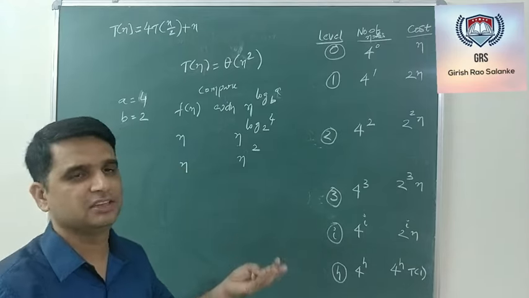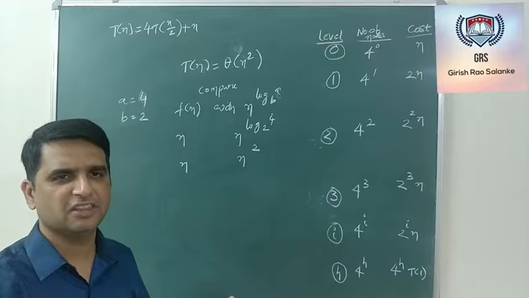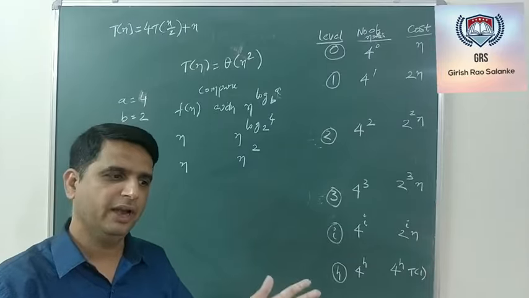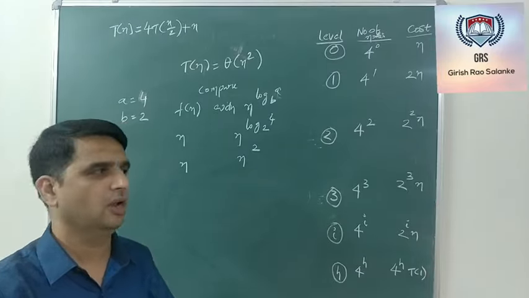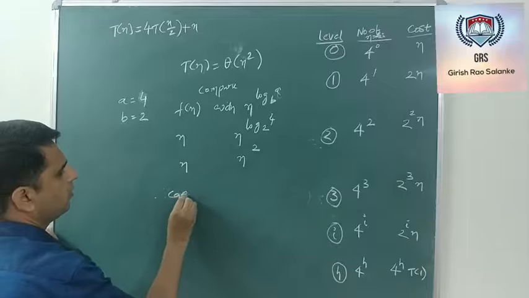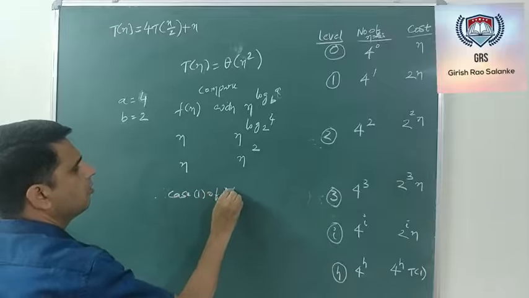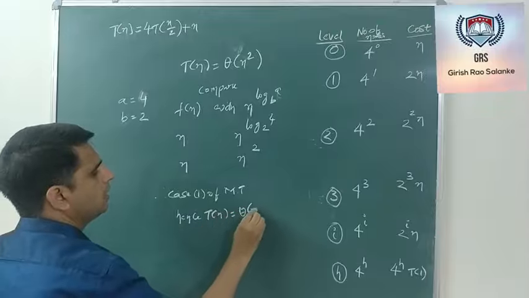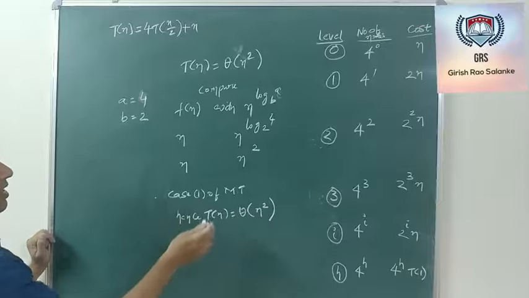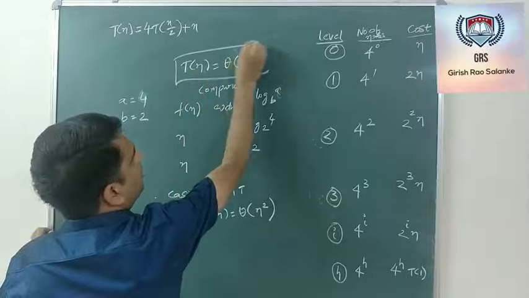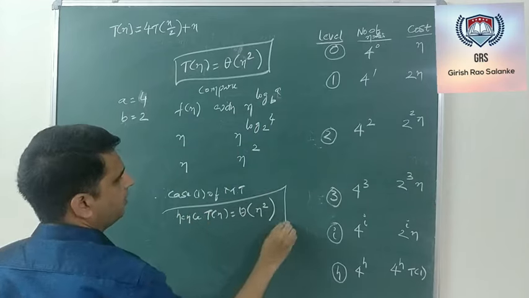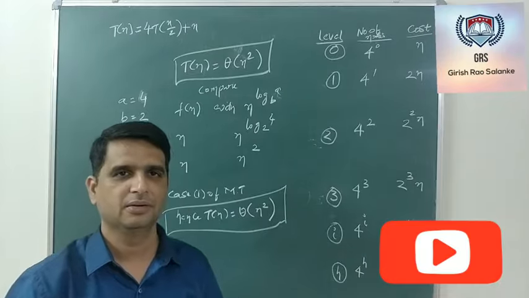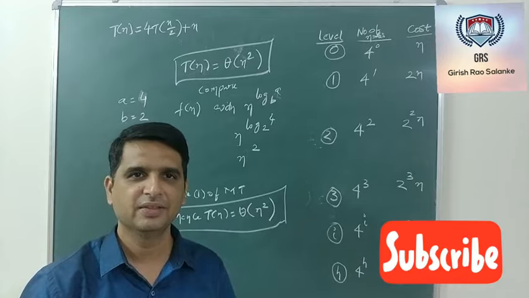So, which case does this come under? This is case 1. That is, f of n is equal to big O of n to the power of log a to base b minus epsilon. This is case 1 of the master theorem. Hence, T of n is equal to theta of n square. Using the recursive tree method also, we got T of n as theta of n square, and just for confirmation, we applied the master theorem and got the same answer. Hope this is clear. Thank you.